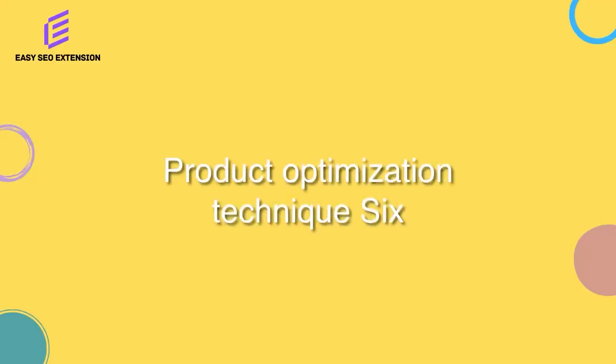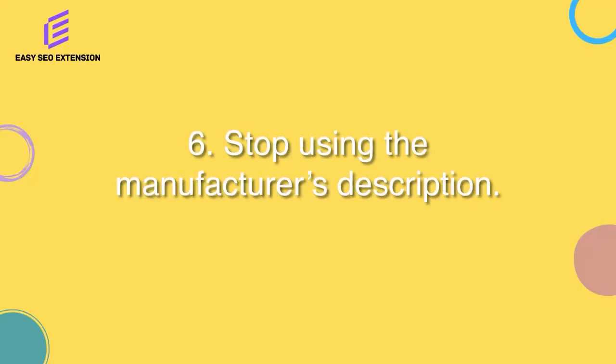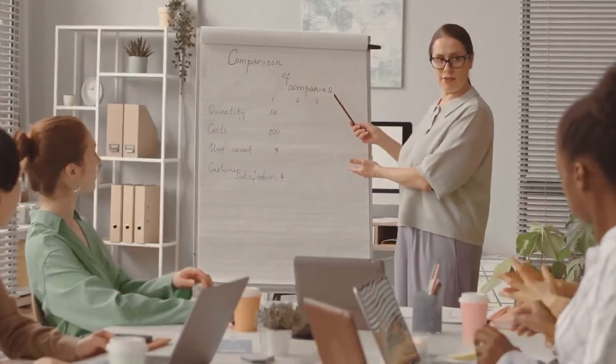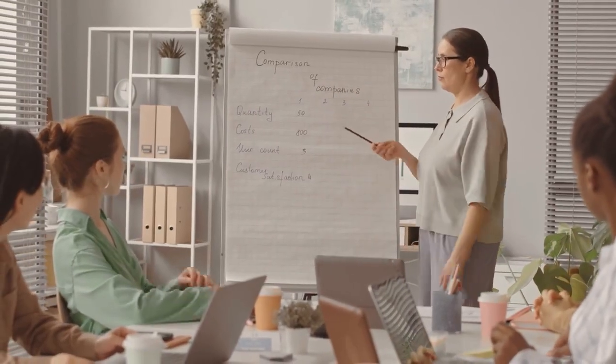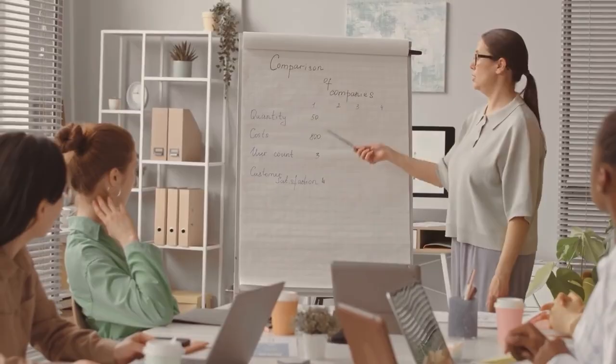Product optimization technique 6. Stop using the manufacturer's description. This one personally bugs me a lot because it's a very common mistake, yet it's easily fixable. So many of your competitors are using the manufacturer's product descriptions, so you want to avoid doing that. Otherwise, you're just going to be in a cesspit of copy and paste content like a bunch of other sites.